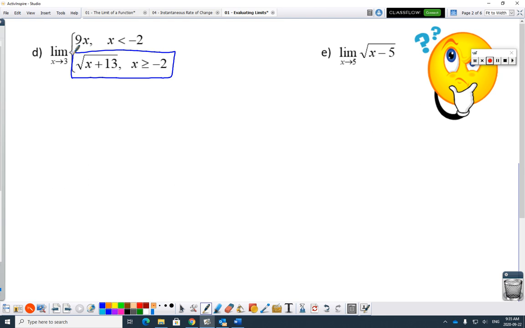Yeah? So, limit as x approaches 3, I'm going to call this thing g at x, is square root of 3 plus 13, root 16, is 4.